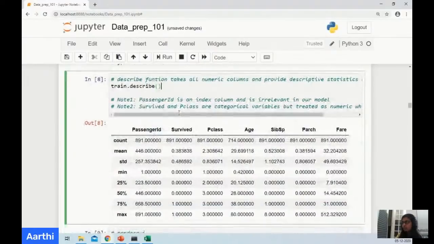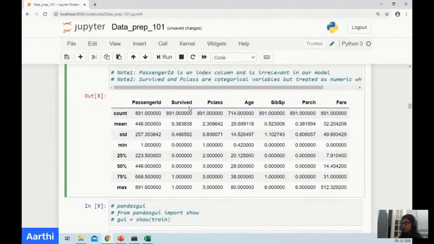train.describe. What this function will do is take all the numeric columns and give summary statistics on those columns. For example, PassengerId, Survived, Pclass, Age, SibSp, and Parch. These are all the numeric columns in our table. When I say numeric, it will take both integer and float.